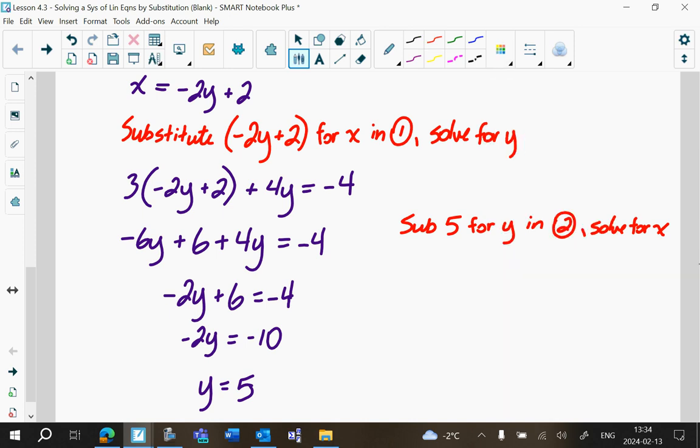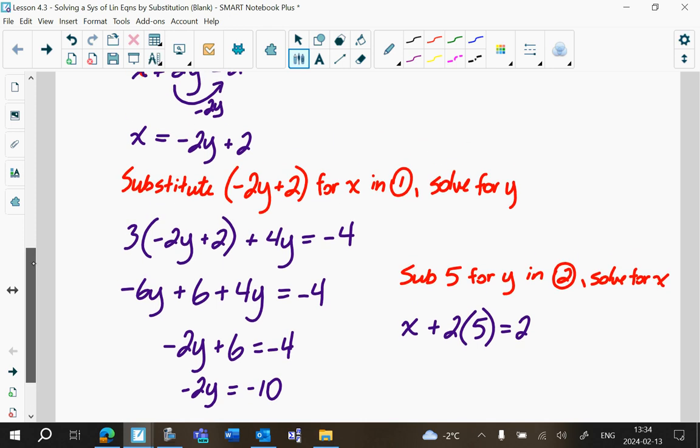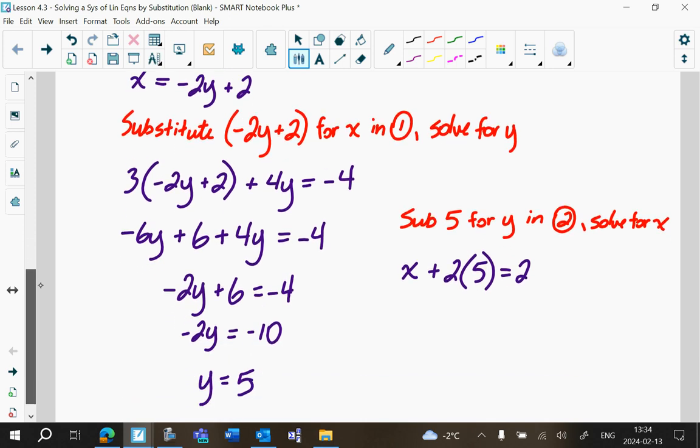So that means it's going to be x plus 2 times 5 is equal to 2. I got that right? Yeah. And then we solve for x. Well, 2 times 5 is 10. Take the 10 over to the other side, and x is negative 8.